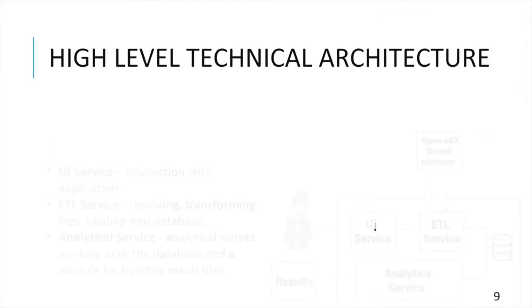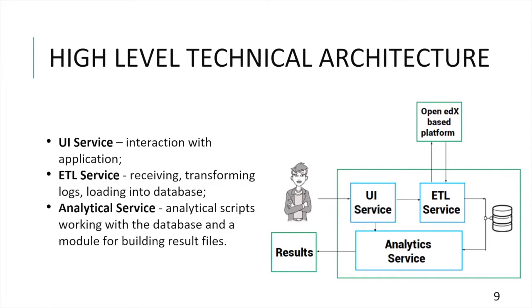High-level architecture consists of three microservices. The first is the UI service. It allows the end user to interact with the application. The second is the ETL service. It is responsible for receiving, transforming unstructured logs, and loading them into the database. And the third service is the analytical service. It contains a set of analytical scripts working with the database and a model for building the analysis result files.